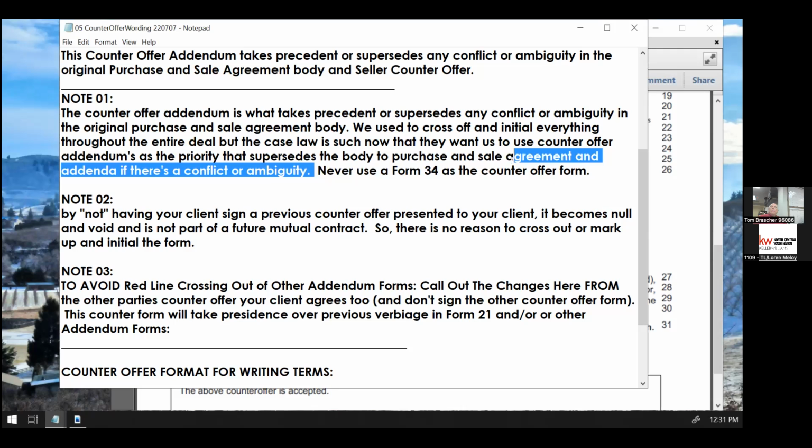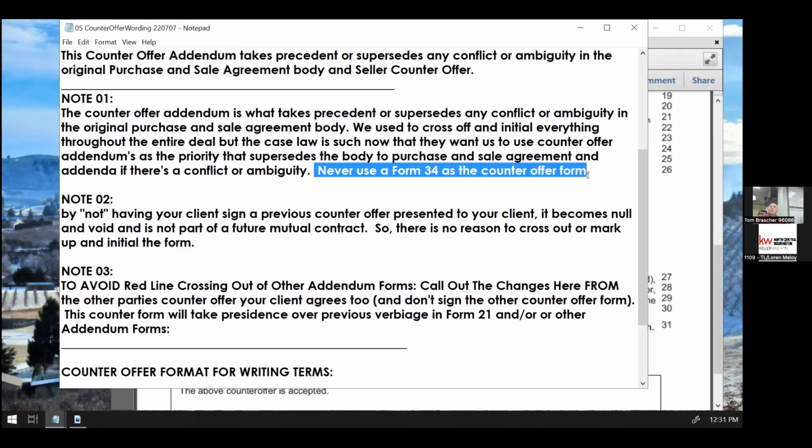There's a question and answer in a hotline on this one, where a broker used a form 34 instead of a 36. And what happened was, when it was received, the purchase and sale agreement was fully signed. There was mutual acceptance. If you don't sign a 34, it's still mutual. So you just gave away the farm.